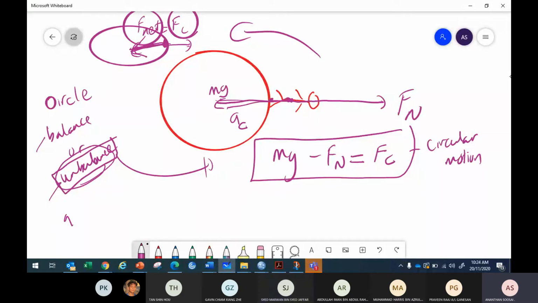You are at the equator now. You stand on a weighing scale. The weighing scale gives a certain reading, X. That reading is equal to which quantity? Your weight, your Mg, your Fn, or Fc?